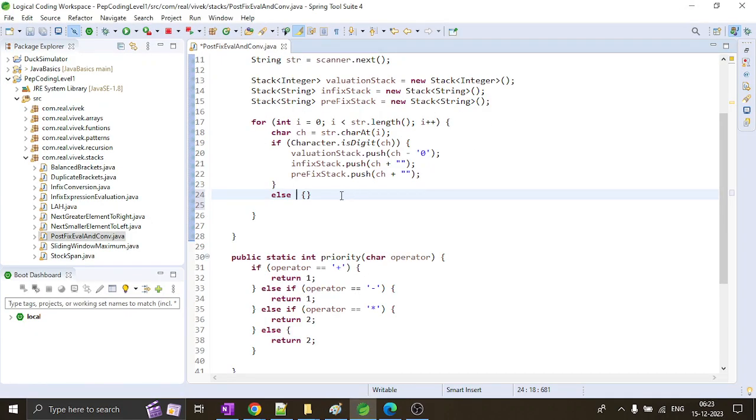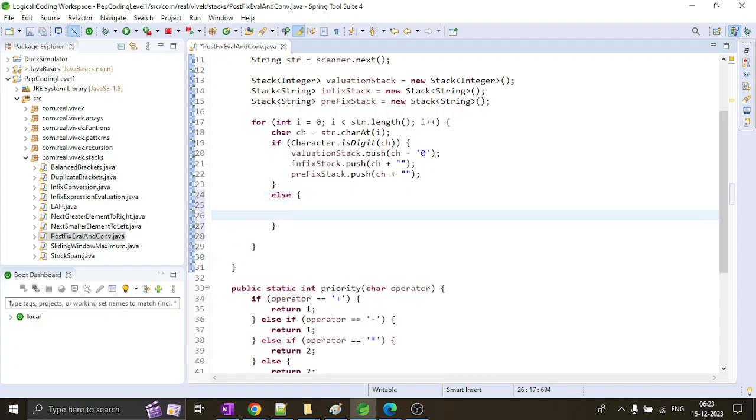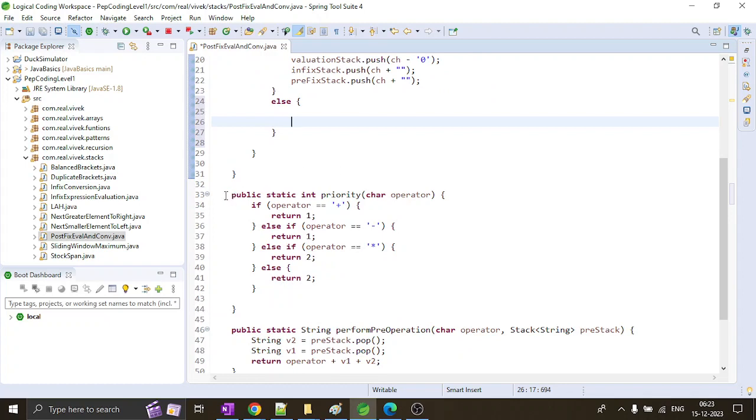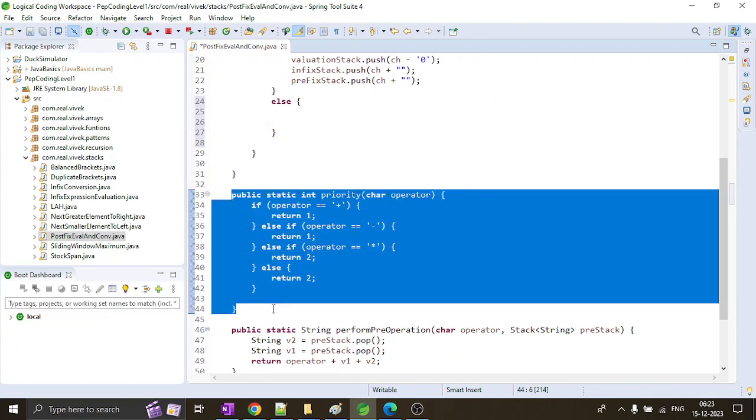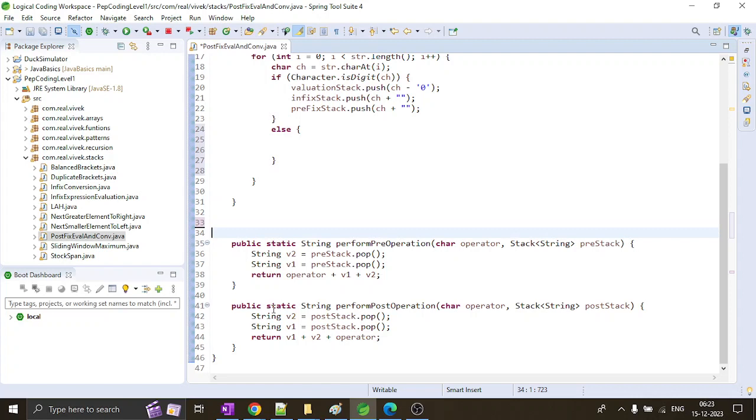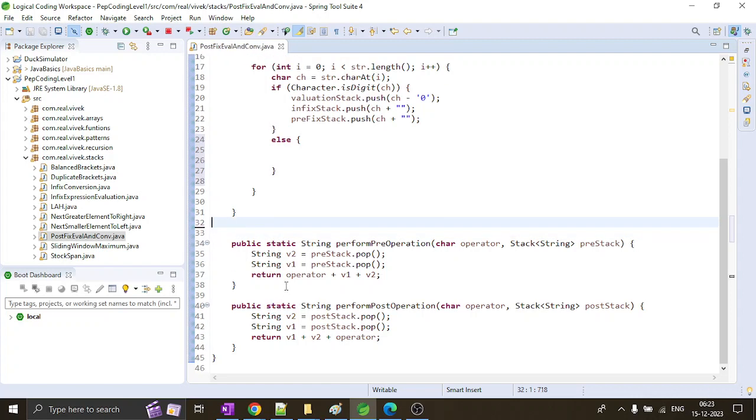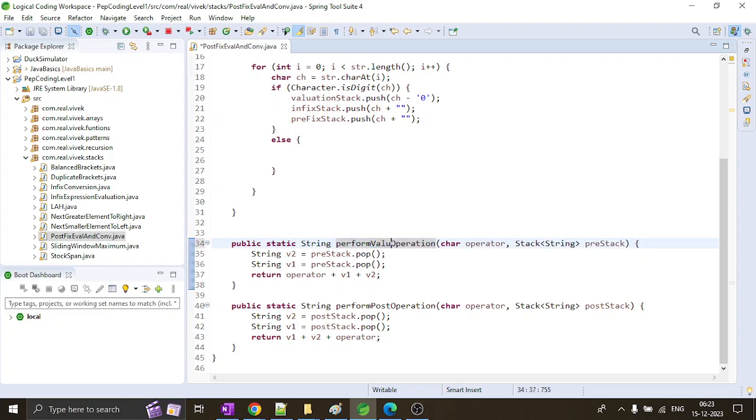So in the else part, what we do is we perform operations. We'll have different operations for the valuation stack, different operation for the infix stack, and different for the prefix stack. So we don't need to check the priority. So we need to perform operations, perform valuation operation, let's say.